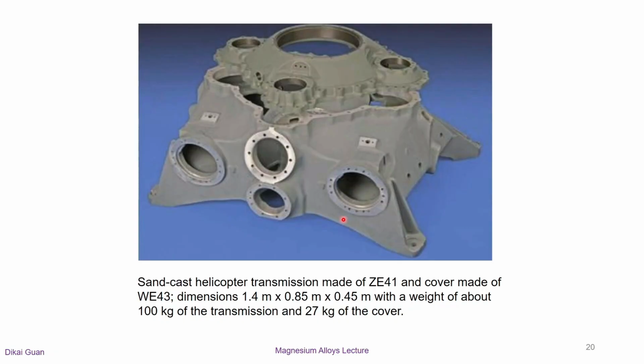This is another image of a sand-cast helicopter transmission made of ZE41, and the cover was made of WE43, which we will talk about later. We can see the weight could be around 100 kilograms, but it can be up to 450 kilograms if steel is used. So again, the application of magnesium alloys can make a huge difference in reducing the cost in the aircraft industry.